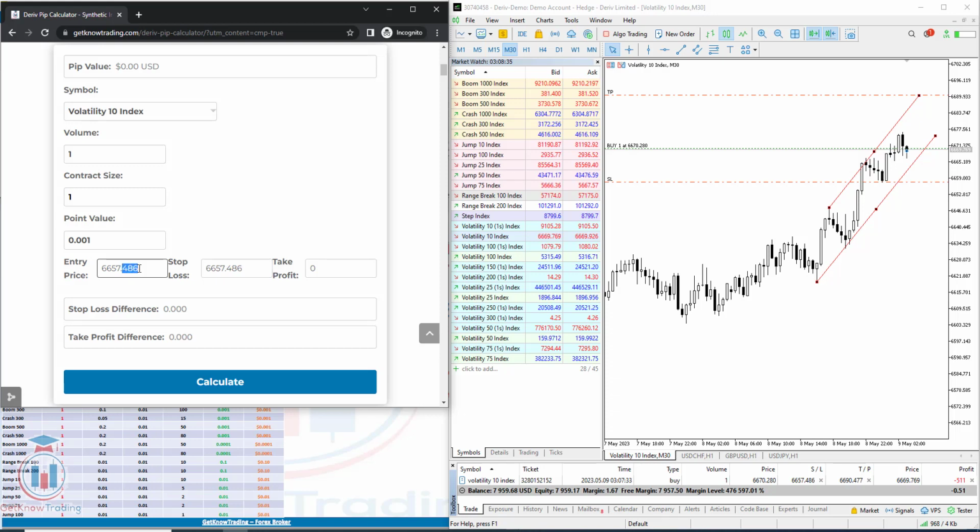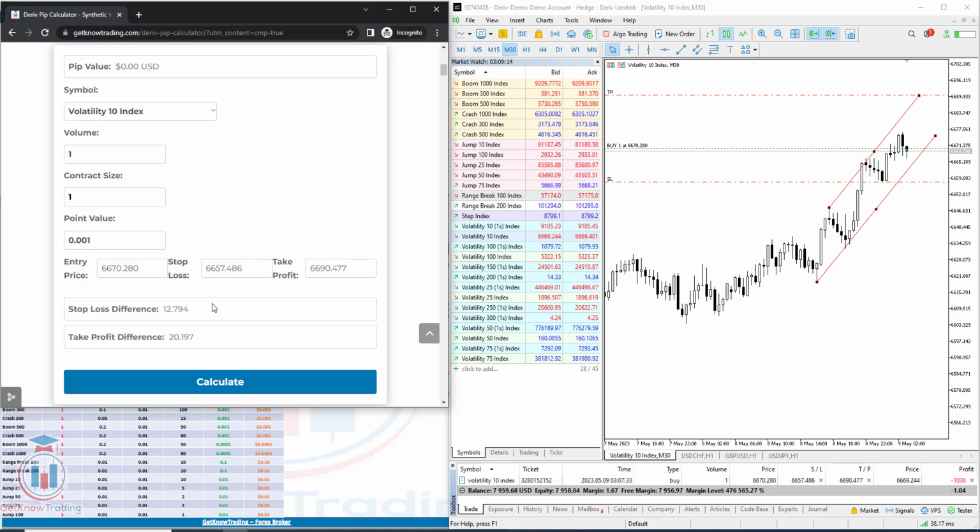Sorry, I have made a mistake here. 6670.280 is the entry price. Stop loss is 6657.486, and the take profit will be this one, 6690.477. When you click calculate, below that you will get a stop loss difference, which means it is the difference between the entry price and the stop loss.